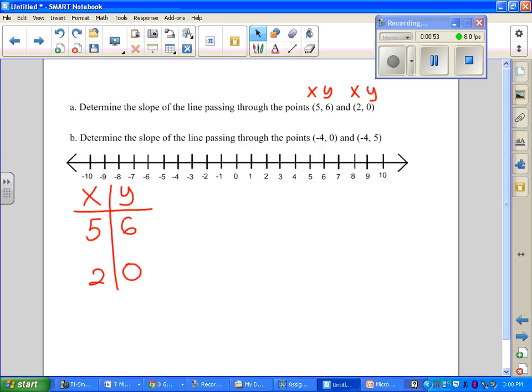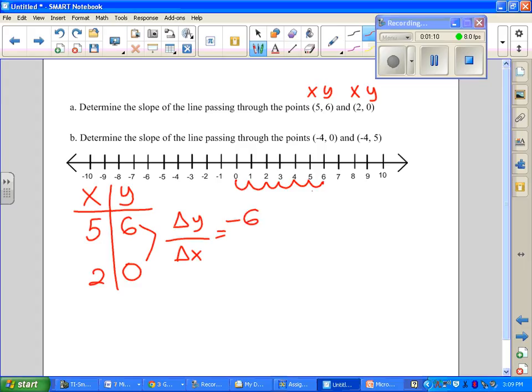So I have to find out the change in the y over the change in the x. That means how far is it from 6 to 0? I'm going to start at 6, and I want to go to 0. 1, 2, 3, 4, 5, 6. So to go from 6 to 0, it's negative 6 because it's going to the negative side. It's going to the left.